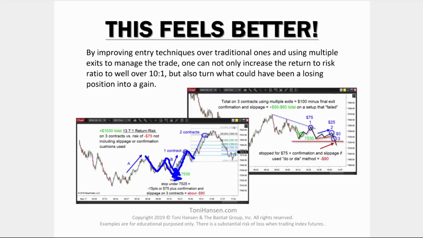So your NQ, your MNQ, every point is $2. Your MES, every point is $5. Your Dow, every point is 50 cents. And your Russell, you are at $5.